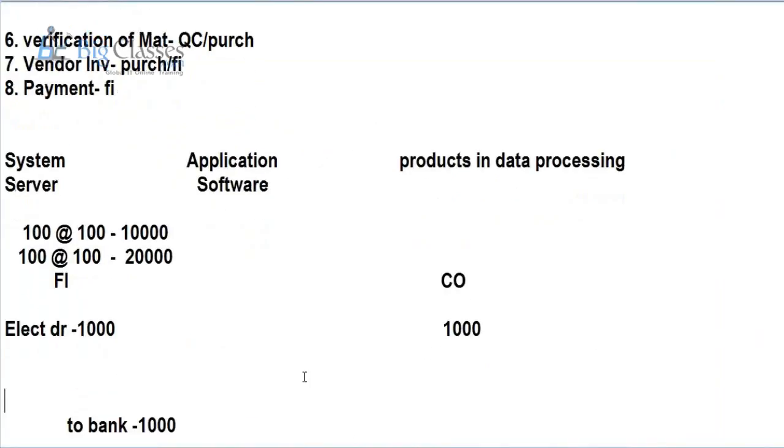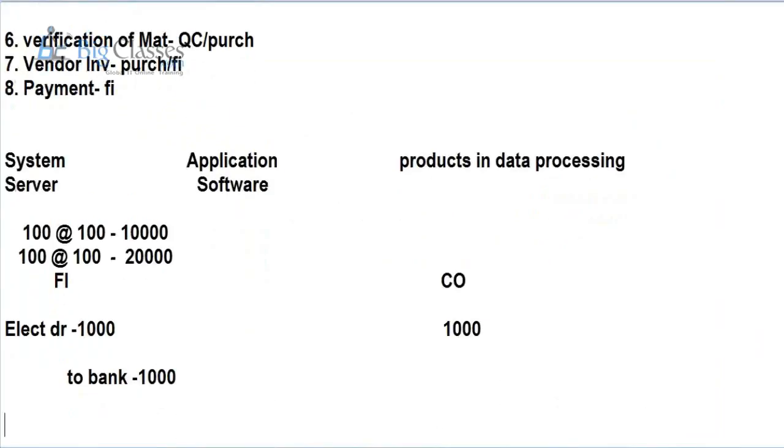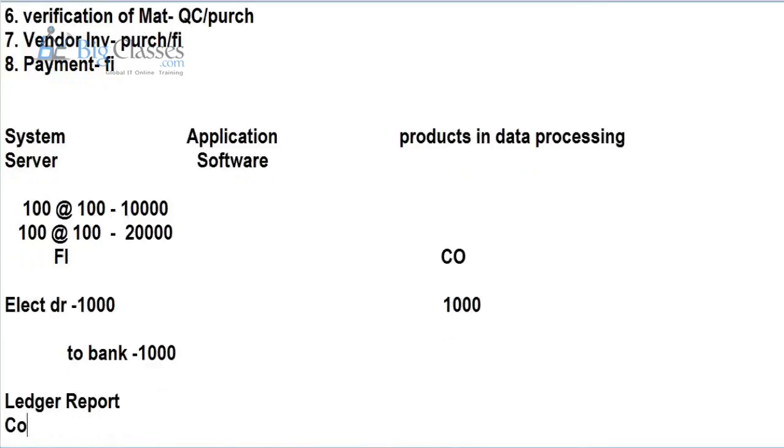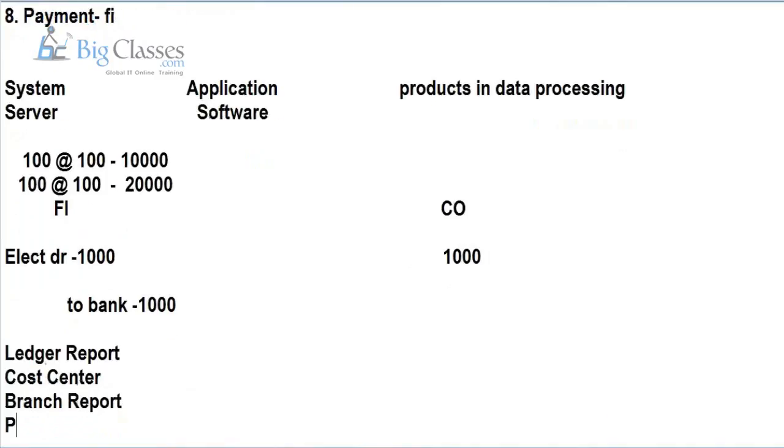suppose they want to post this type of transaction, electricity to bank. So they have their specification. We need some ledger report. We need some cost center report. Some branch report, that is business area report. This is not related to some profit center report. So they have this specification. They want this type of reports.